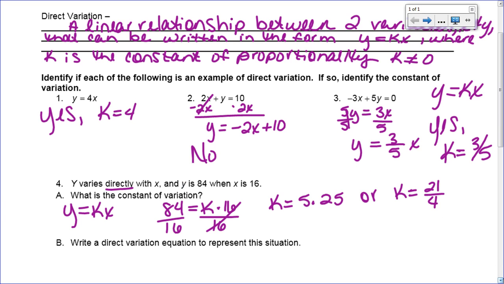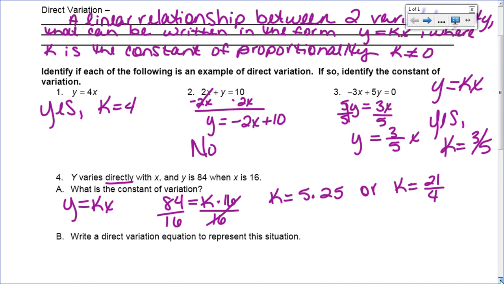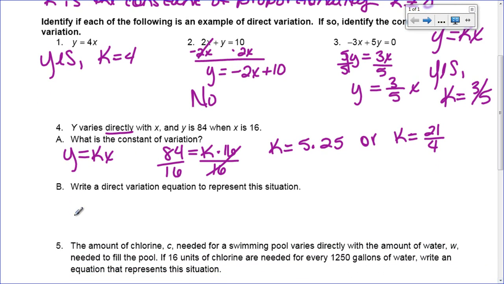Now, part B says to write a direct variation equation to represent this situation. Super easy. I go back. I've got to have y equals kx. This time I don't care what y and x are. I just know that k is 5.25. So my direct variation equation is y equals 5.25x. I just plug in what I got for k into the problem.